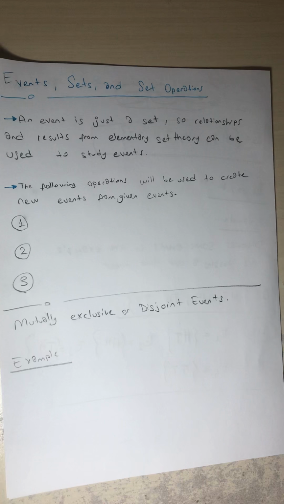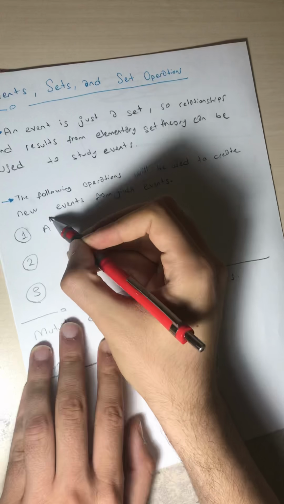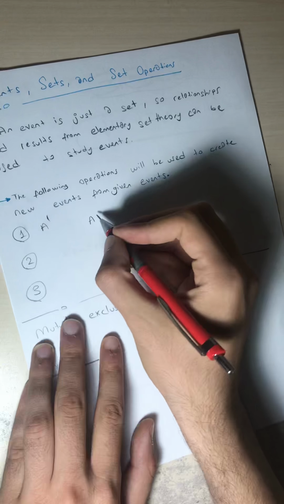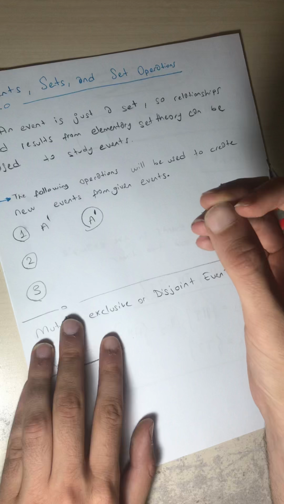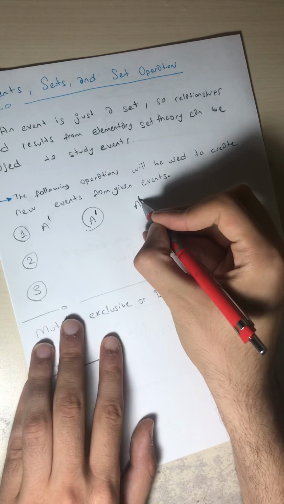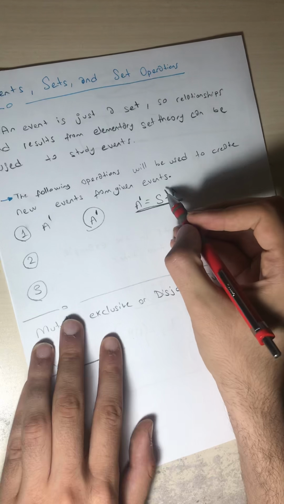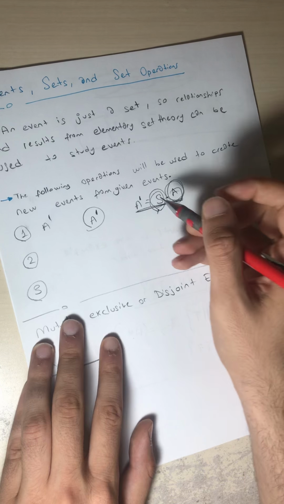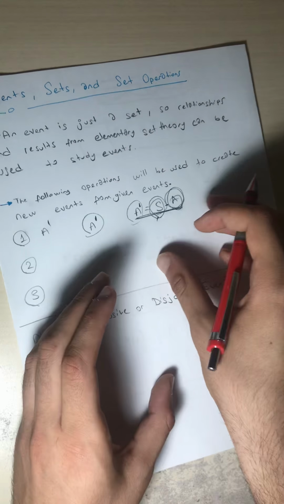Okay, the first one is the complement of an event A, denoted by A prime, is the set of all outcomes in S that are not contained in A. Complement is the set theoretic difference of S and A. That is, A prime is gonna be S minus A. What I mean is, we have a space called S and we have a set called A, and A prime is not gonna contain elements in A, but it will contain the elements S minus A.